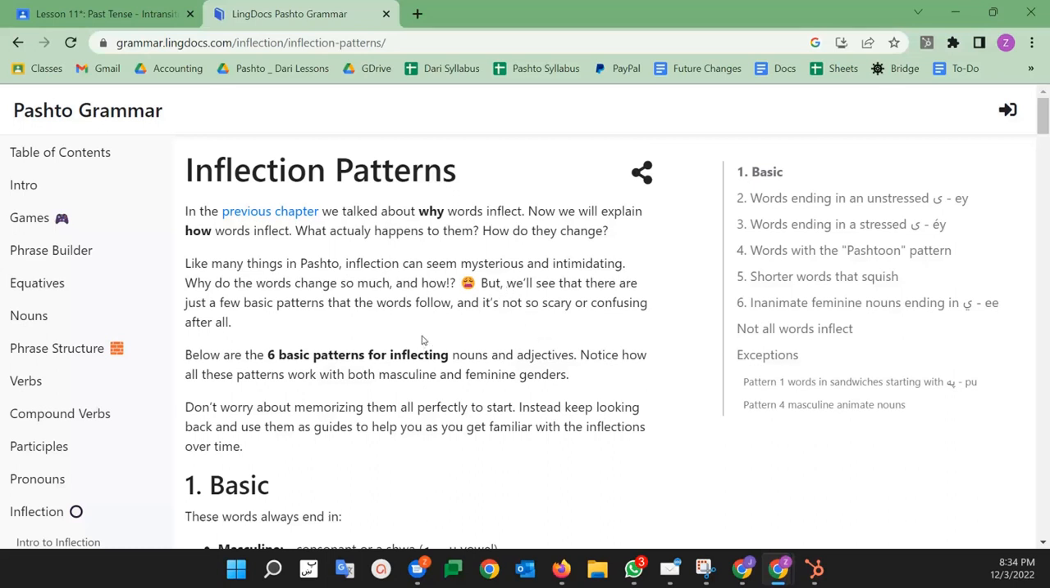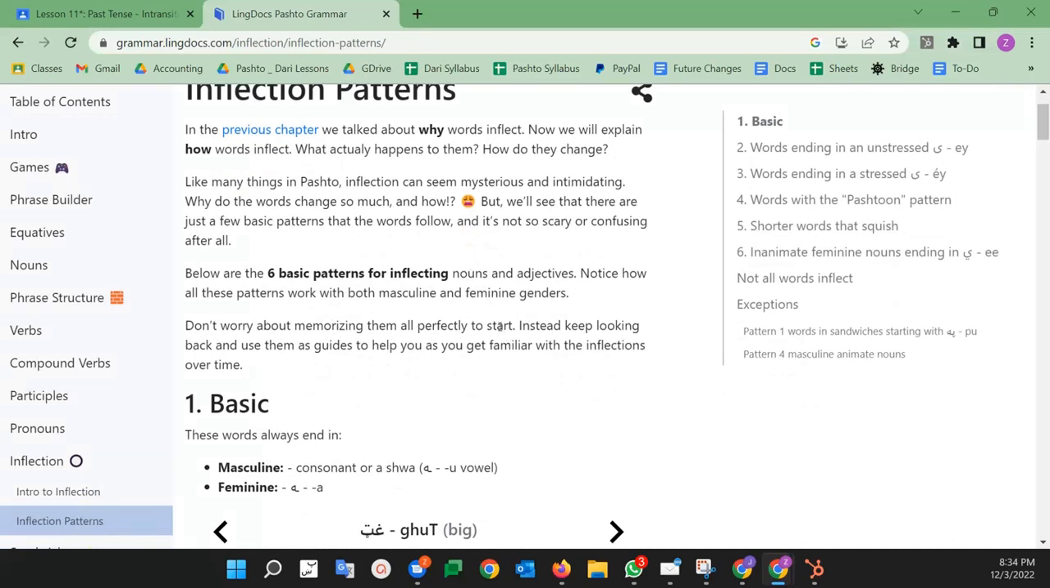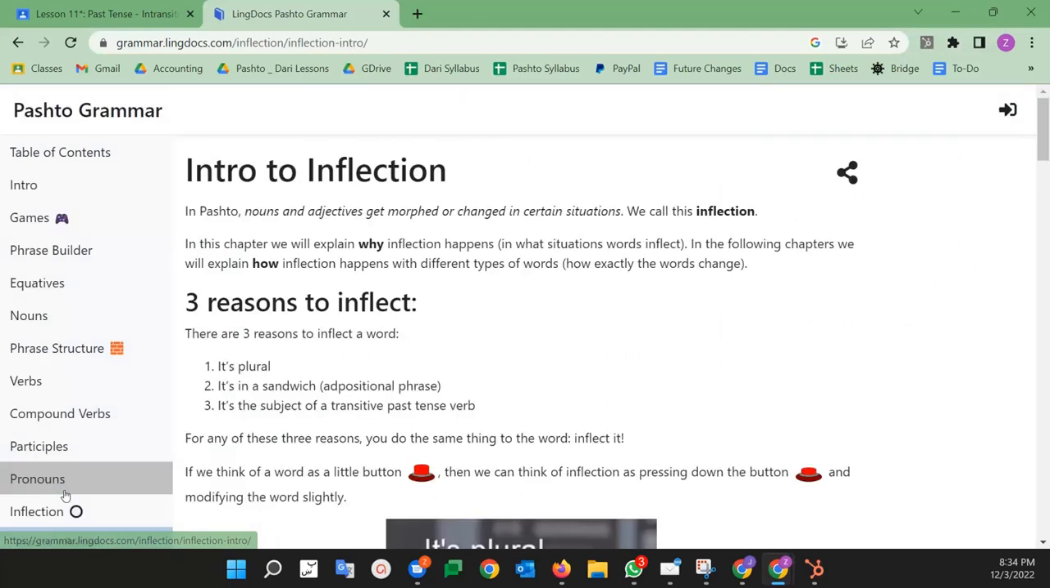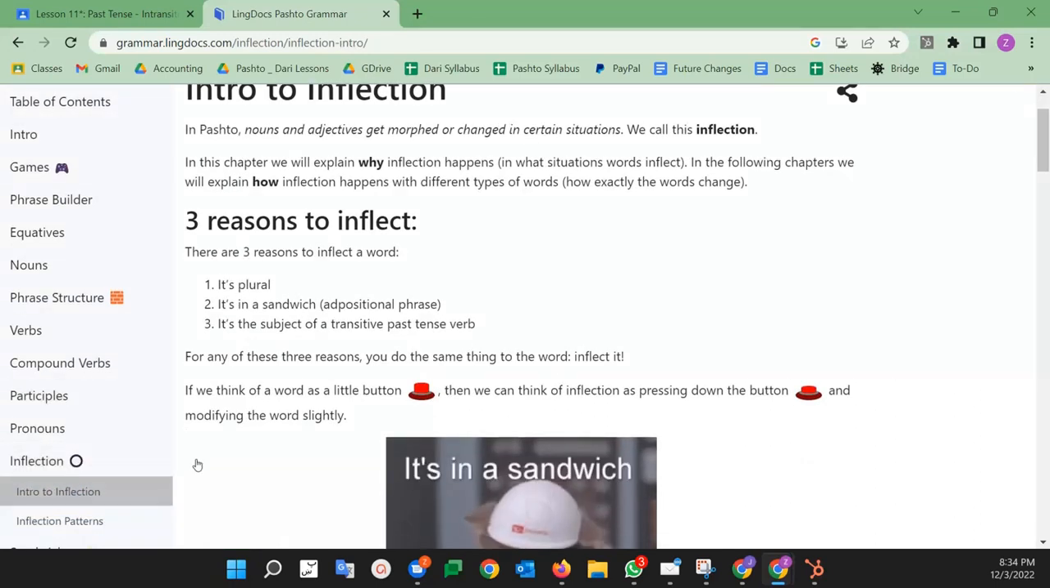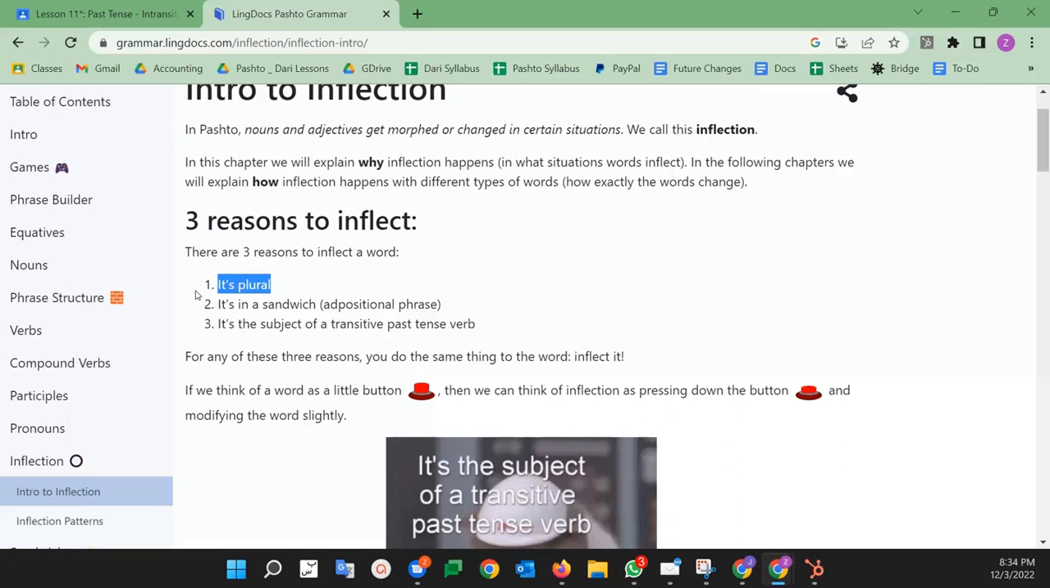All right. So let's talk about inflecting in Pashto. If you read the previous section, Intro to Inflection, which we've looked at before, you're going to remember the reasons why you inflect in Pashto. First, if something's plural, like Sarai is one man, but if you say Sari, you inflect it, you change it to Sari, then it becomes plural.